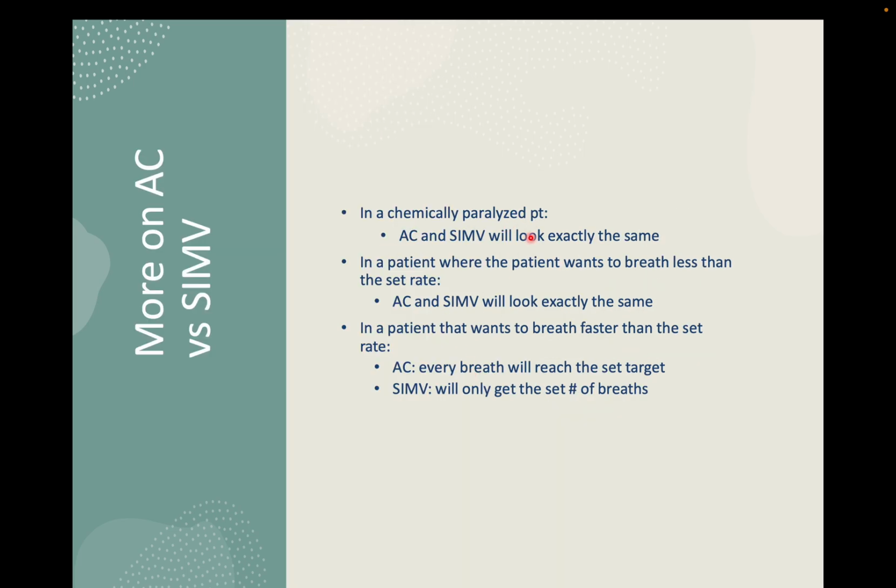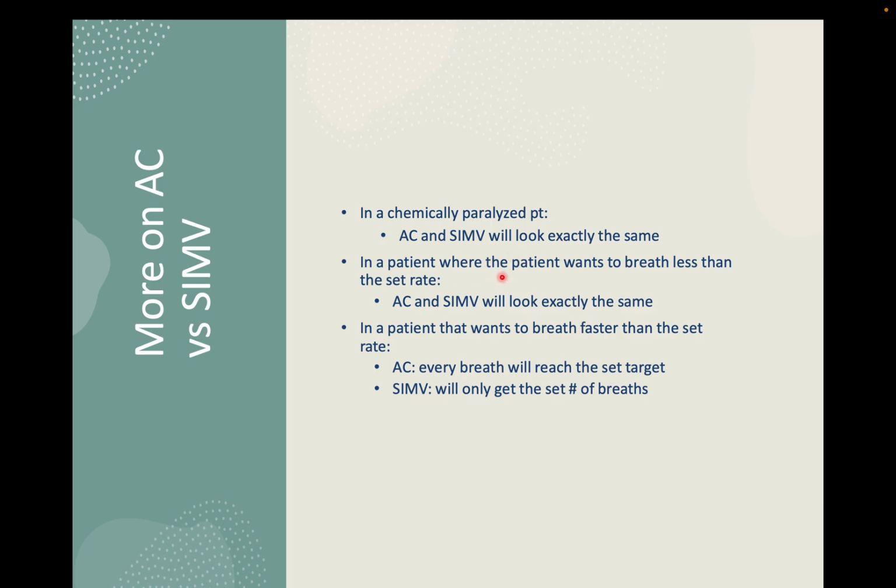So generally, what is the difference between assist control and synchronized intermittent mandatory ventilation? Let's say the patient is paralyzed, so he can't generate any spontaneous breaths. Whatever fixed rate you keep, let's say 16 breaths per minute, that will be delivered. So in assist control or SIMV it doesn't matter here, because whatever set rate you set, those breaths will be completely supported by the ventilator in both modes.